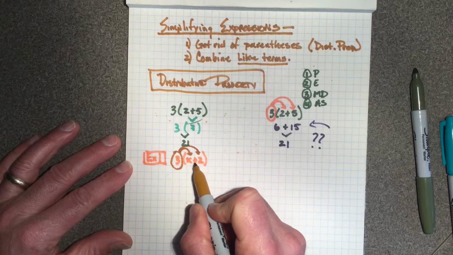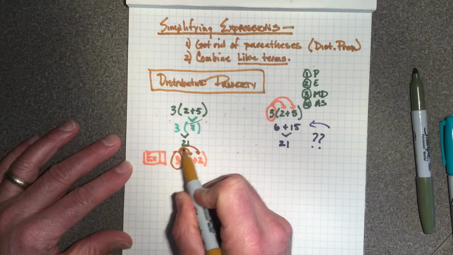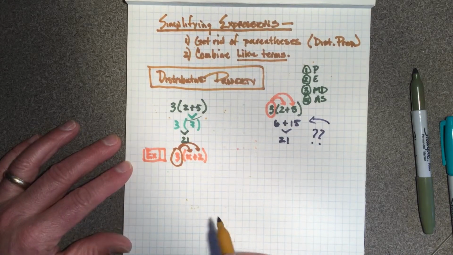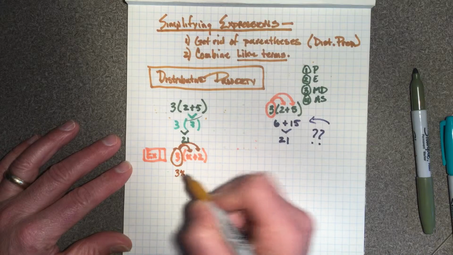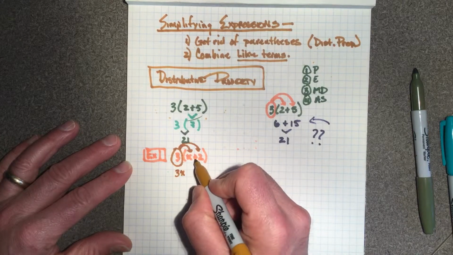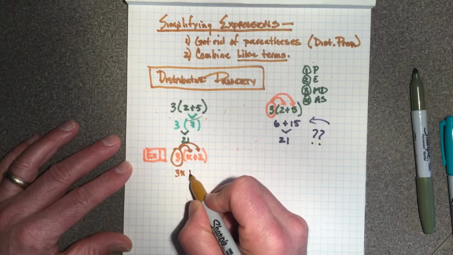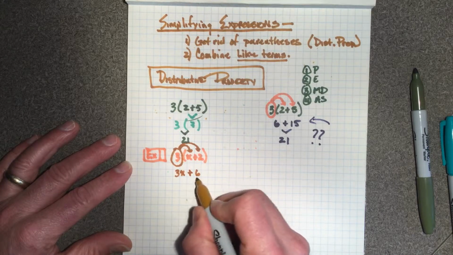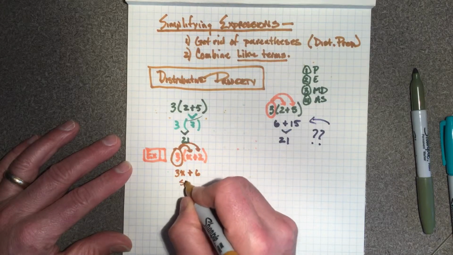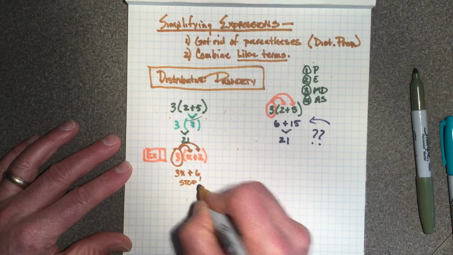Sometimes I used to call this the rainbow property, and I once called it the postman property. These are people in the house. This is the postman, and he must deliver to everybody in the house. So 3 times x, we just write it as 3x. And 3 times a positive 2 is a positive 6, so it becomes plus 6. I can't add those together because they're not like terms, so we're going to stop right there. That's as far as we can go.